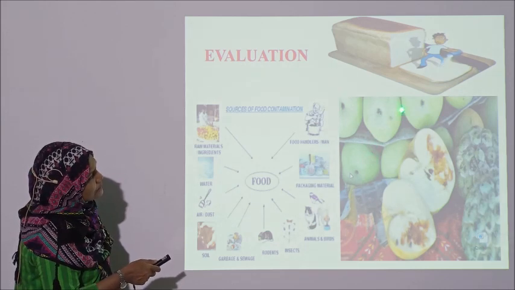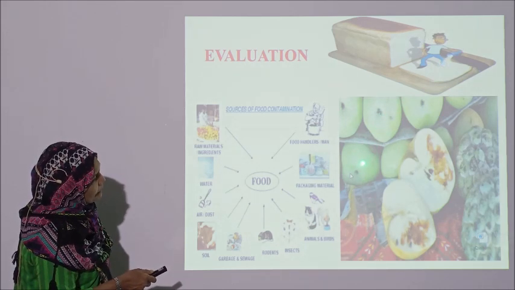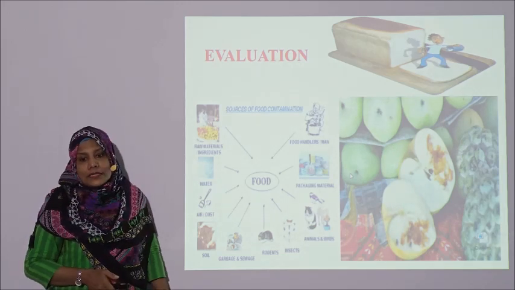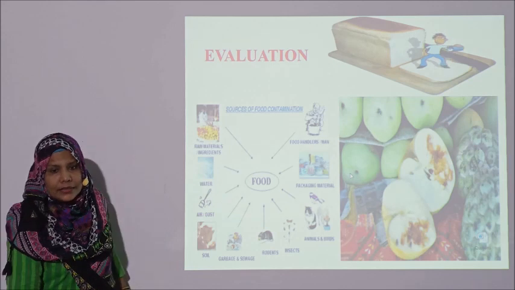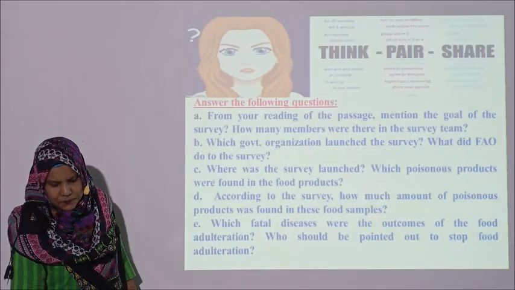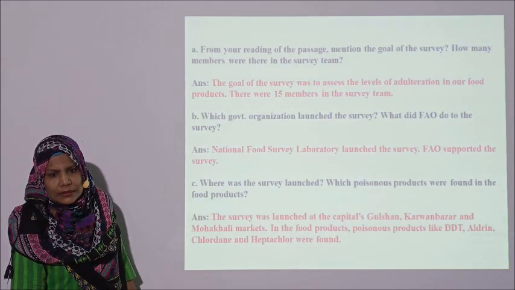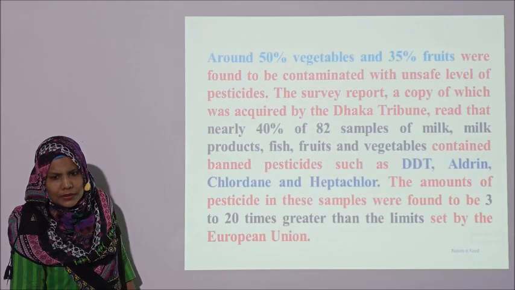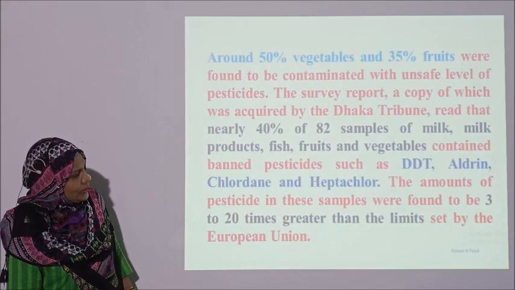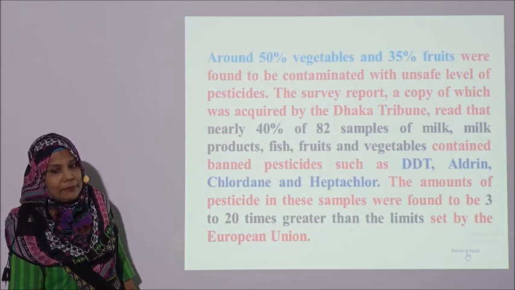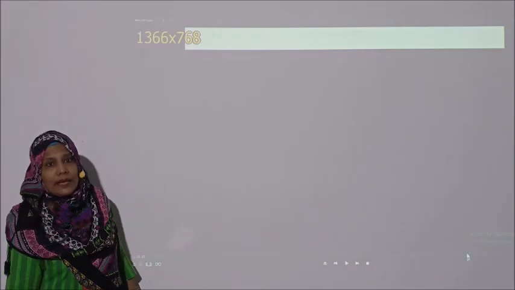And look, these fruits are looking green, this apple, but whenever it is cut down, it looks like there are some chemicals being used here. This is the evaluation. Now we will see. Okay, before going to the questions, I would like to show you a video. What about the poisons or the chemicals being used in food? Please, my learners, enjoy the video.